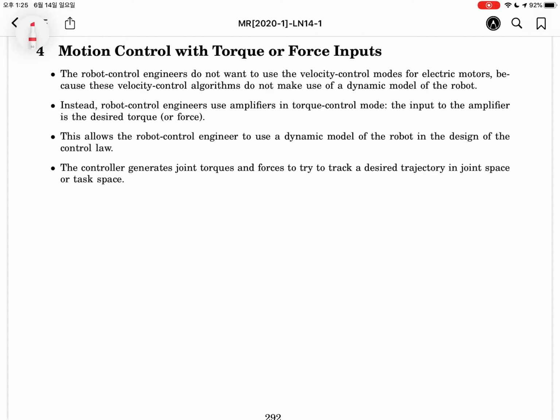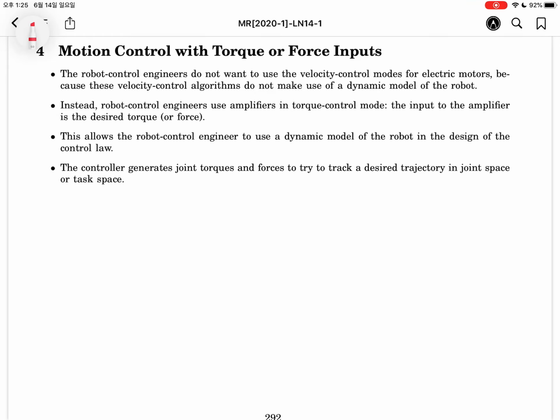Okay, let's get started. The remaining section of chapter 11. In the previous lecture, we talked about motion control with the velocity input. Now, this control input type will be changed from velocity to torque. So, the title of section 11.4 is motion control with torque or force input.